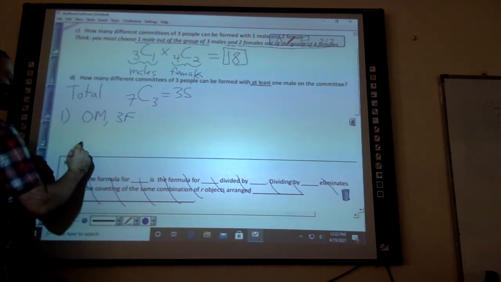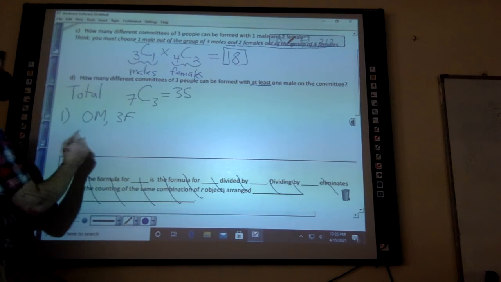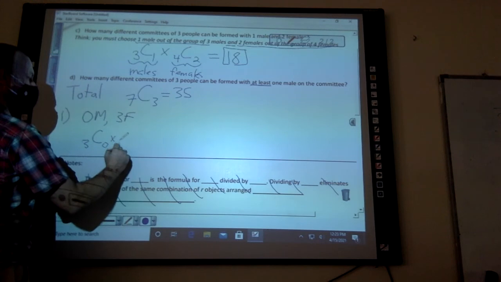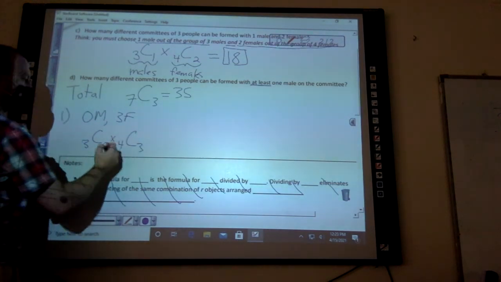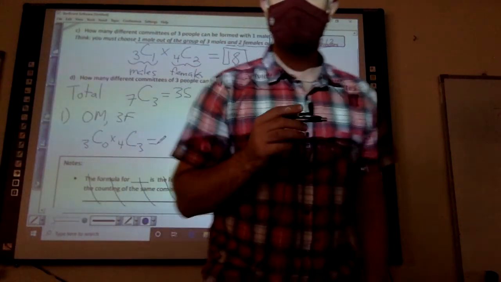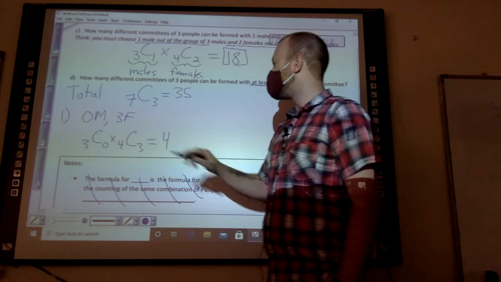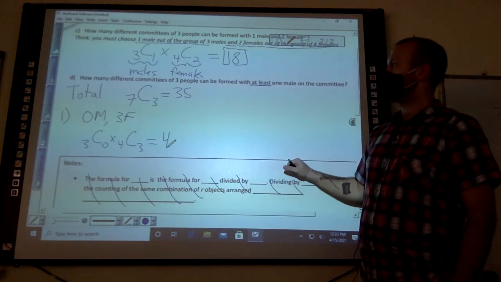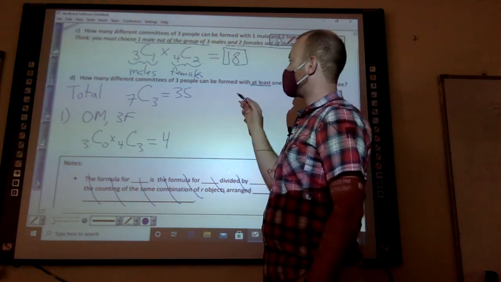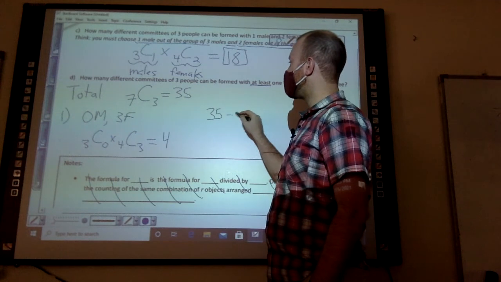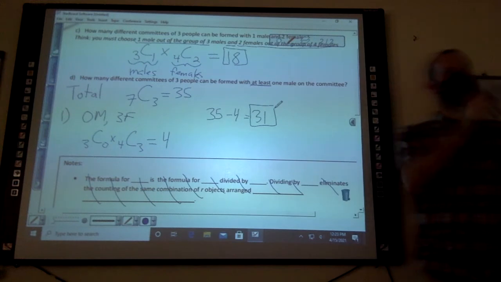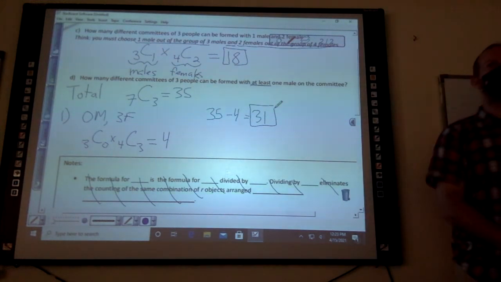So to solve for this, there's 3 males, right? So 3C0 times 4C3, because I want all females. So you can plug that in the calculator. I'll just do it quickly here. This is going to give you 4. And then what I'm going to do is subtract. So to get the number of positives, I just do 35 minus 4 to give you 31, which is the same answer you should have written down from when we did the positives.